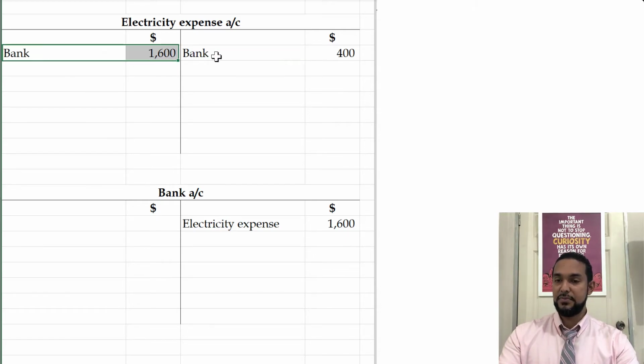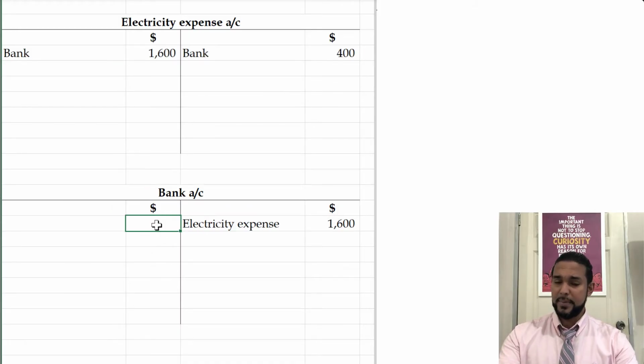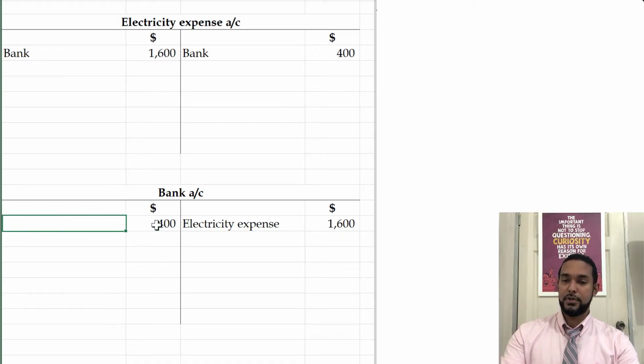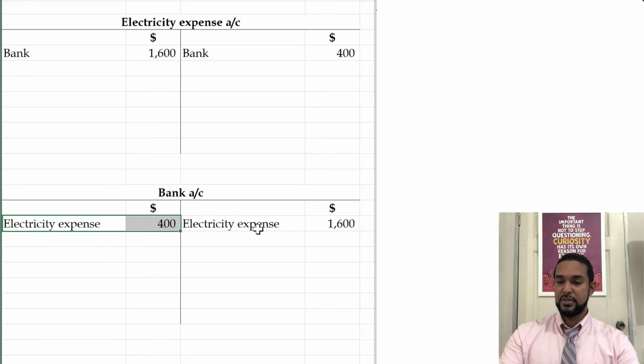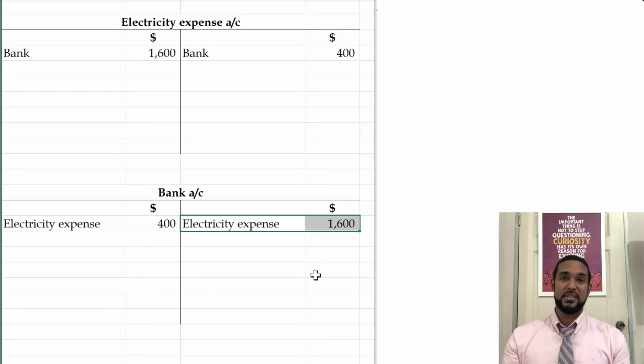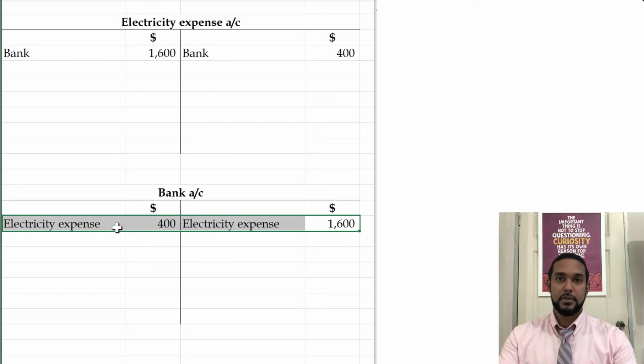So the net effect here would be a 1,200 on the debit side. Similarly, in bank, we're going to go on the debit side and put 400, and put electricity expense, right? So what this debit entry does is it counterbalances and reduces that credit entry. So the net effect here will be a credit entry of 1,200.